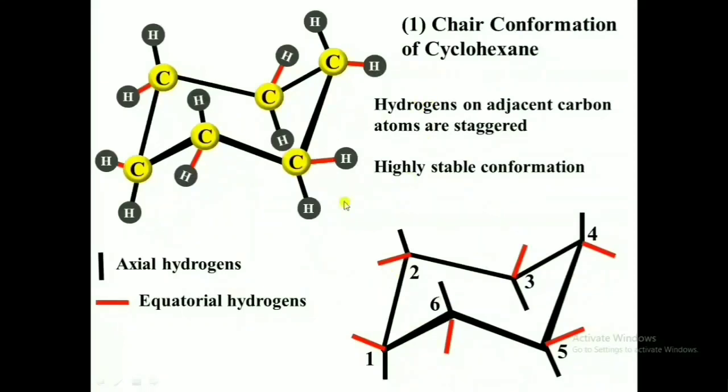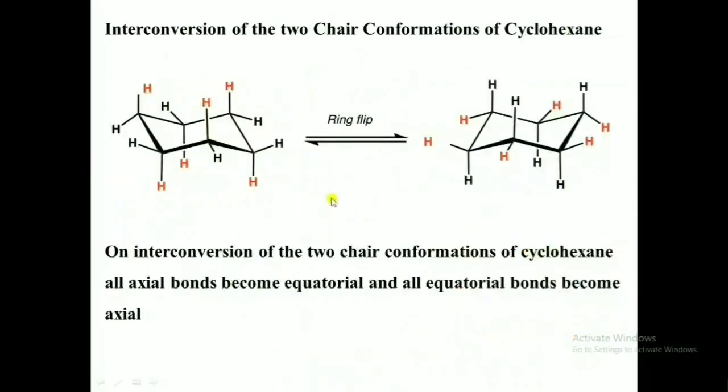So this is a stable conformation of cyclohexane, where the hydrogen atoms on adjacent carbon atoms are staggered in nature. Now, interconversion of this conformation is possible. There are 2 main chair conformations which can be interconverted, and both chair conformations are equal in energy. That means this interconversion is very easy, so we call it a ring flip.